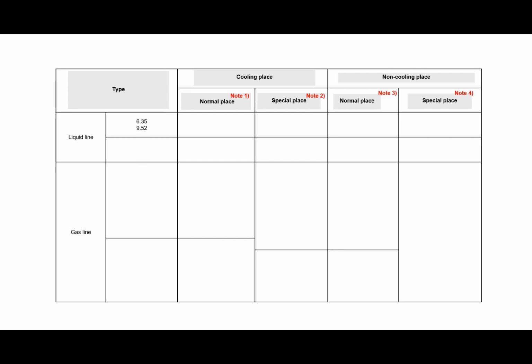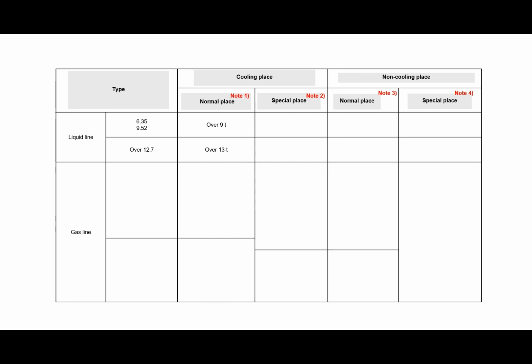And for the recommendation for the standard pipe, we are using the 6.35 to over 12.7 for the liquid line, and the recommended insulation is 9 millimeters thickness. T means the thickness of the insulation, so they recommend us to use over 9 millimeters.